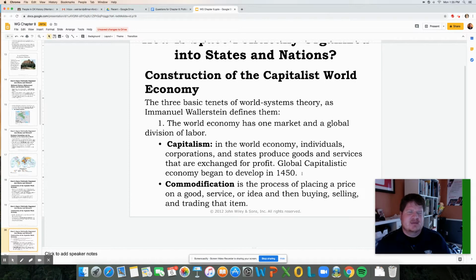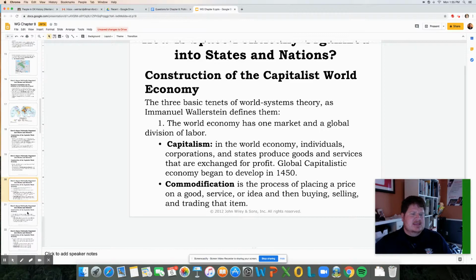1450, and then eventually Adam Smith wrote about this as well. We see commodification is the process of placing a price on a good or an idea, buying, selling, trading. This idea of how much something is worth, mercantilism. How much are you going to be able to trade me for this item, or how much do you think this item is worth? And that's a big deal.